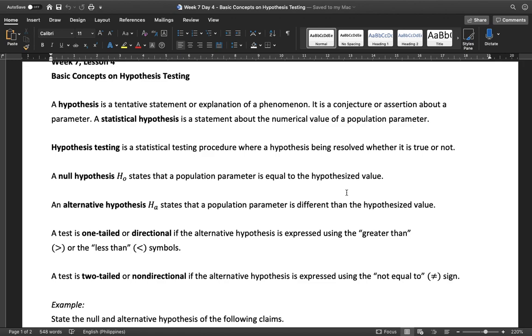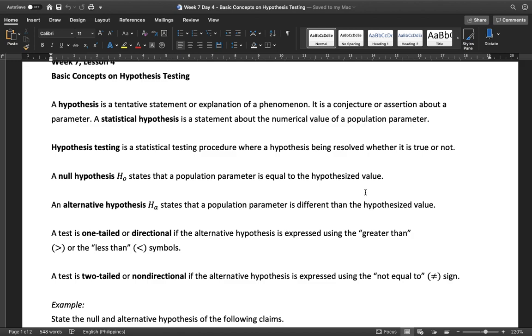It is more likely na kapag kumuha ako ng any random sample, malapit yung sample mean niya sa population mean. Yun ang sinasabi ni null hypothesis. Yung parameter na sinet natin equal or at least close to the hypothesized value. Ngayon, paano pag malayo siya? Pag malayo siya, we consider the alternative hypothesis. It states that a population parameter is different than the hypothesized value.